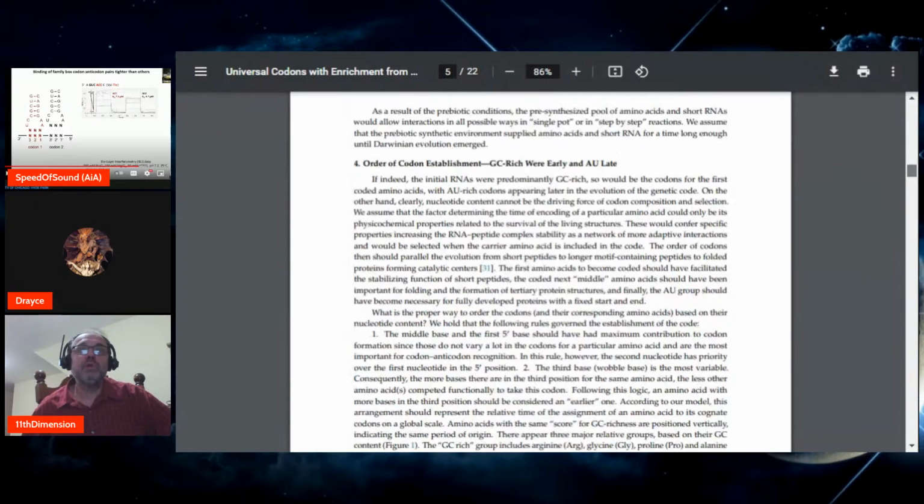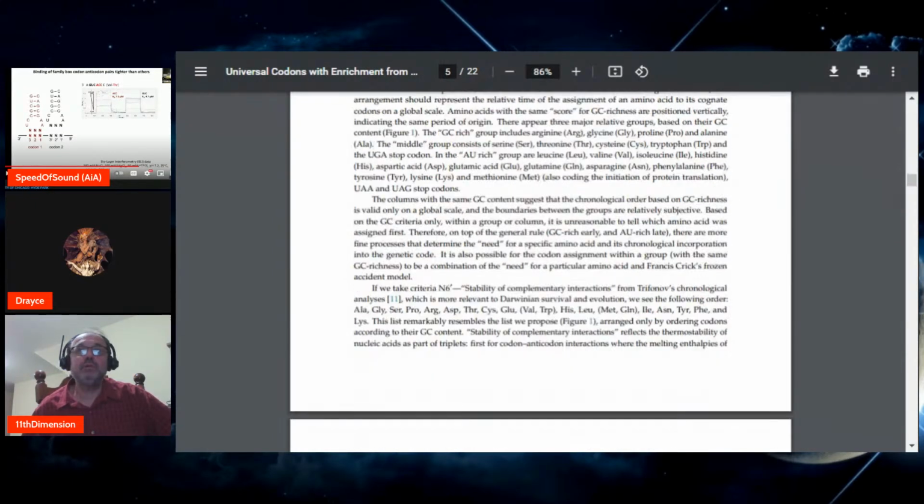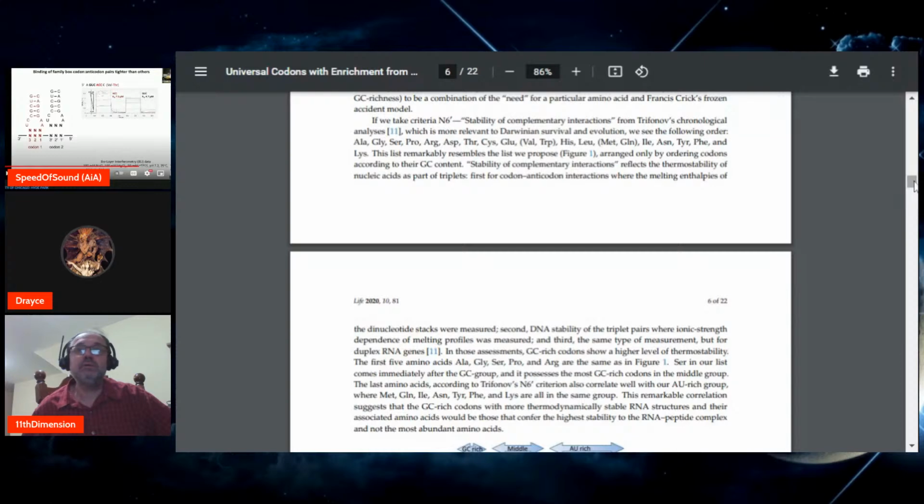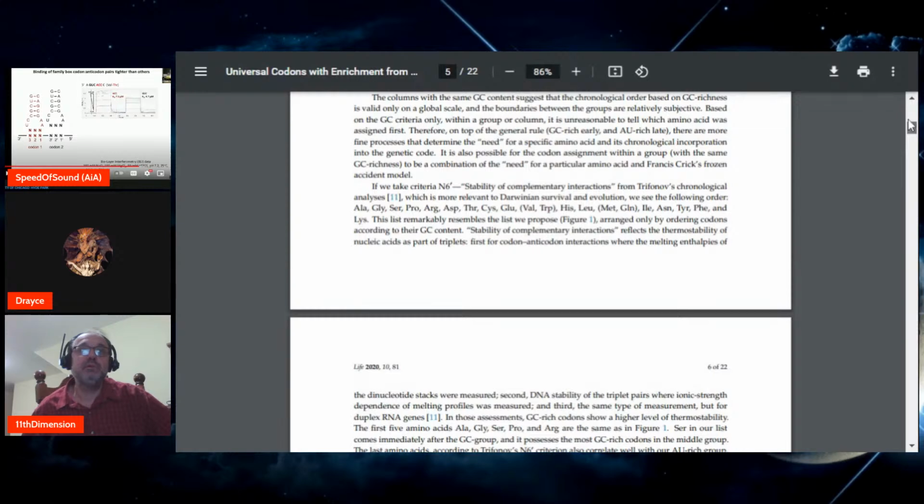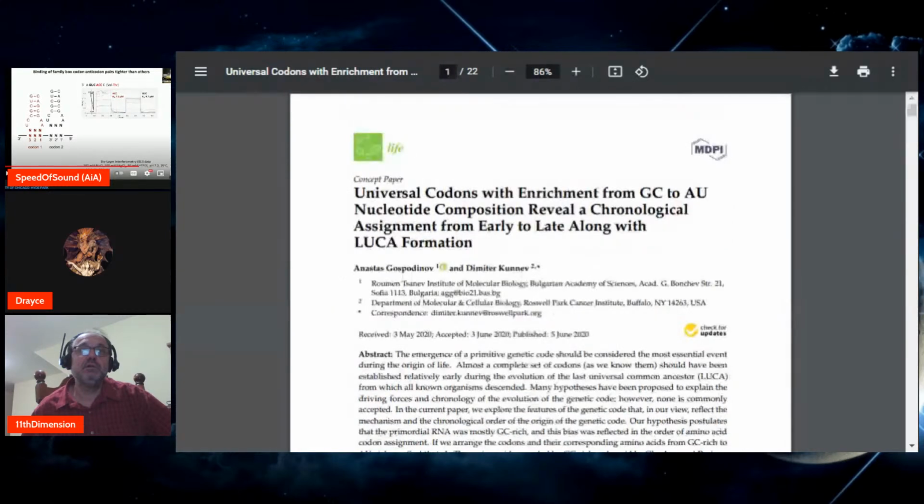Can we see the paper? You see the paper, right? Yep. So this is the paper. The two authors, one is Gospodinov, another is Dimitar Konev. They said universal codons enrichment for GC to AU nucleotide composition reveal a chronological assignment early to late along with LUCA formation.